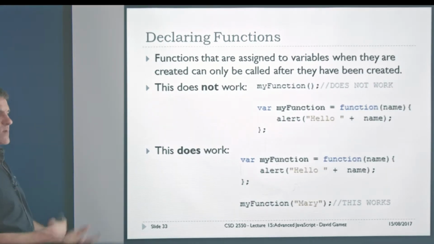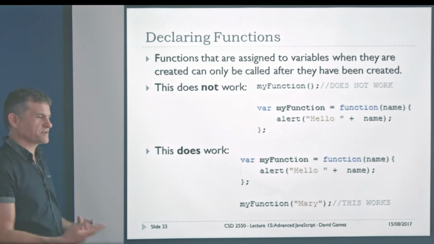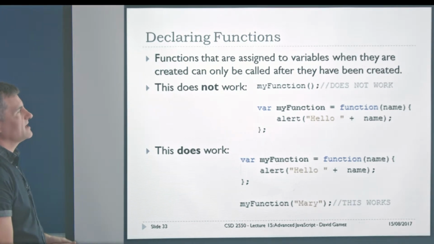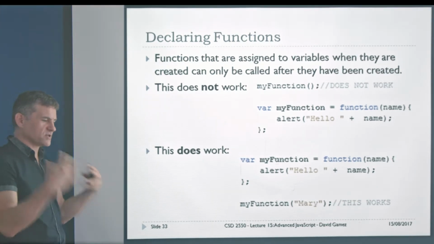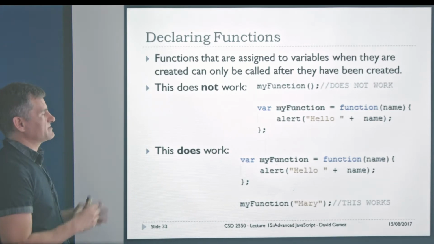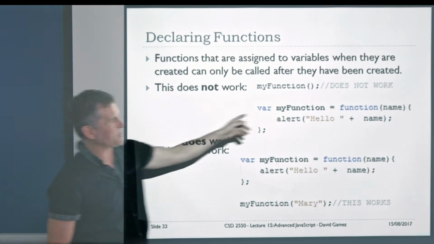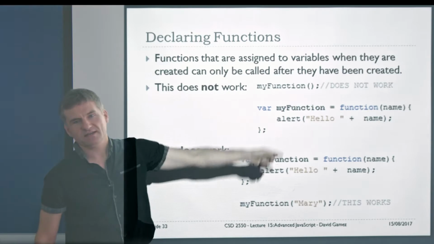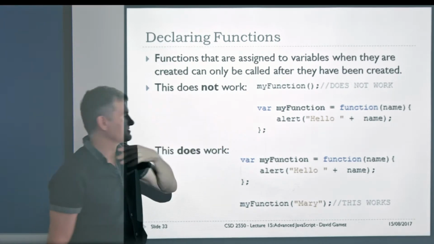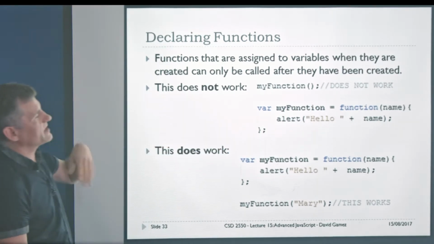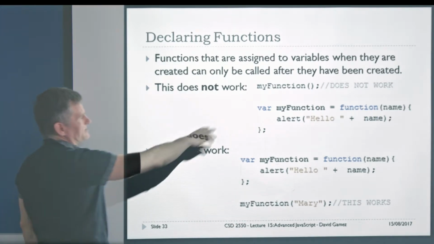But if you've got all this kind of weird stuff with functions being created within functions or anonymous functions, anything like that, then you won't be able to call them until they've actually been explicitly created. So this bit of code here will not be executed when the browser makes a first pass through the code. So it can only be called after it's been created.